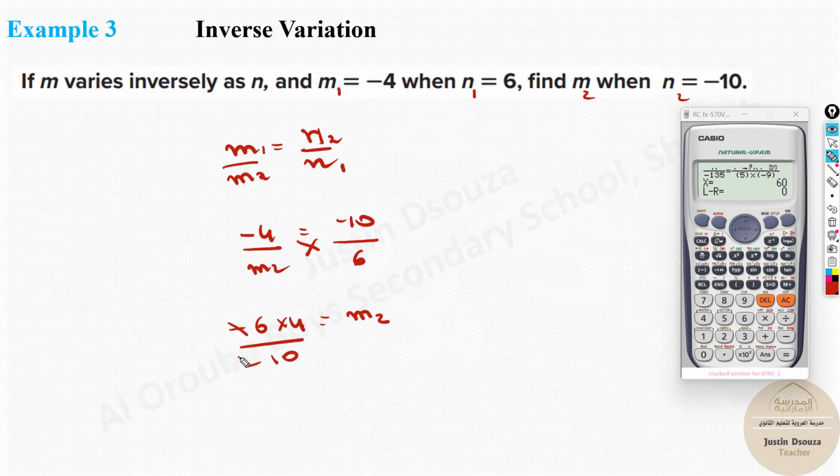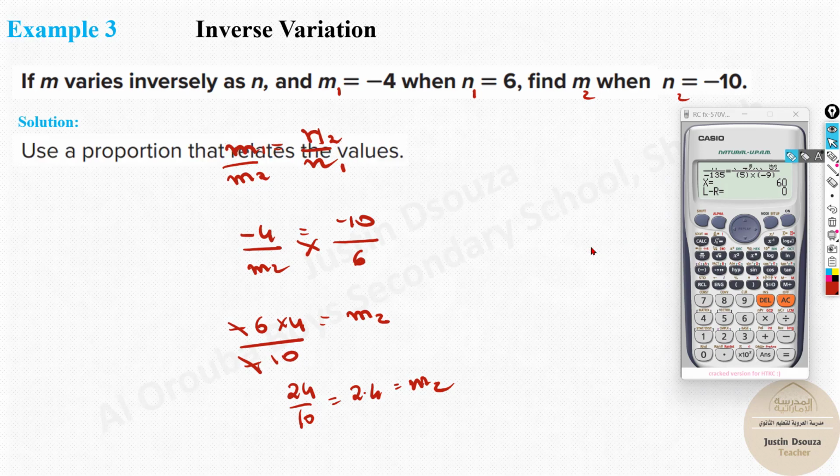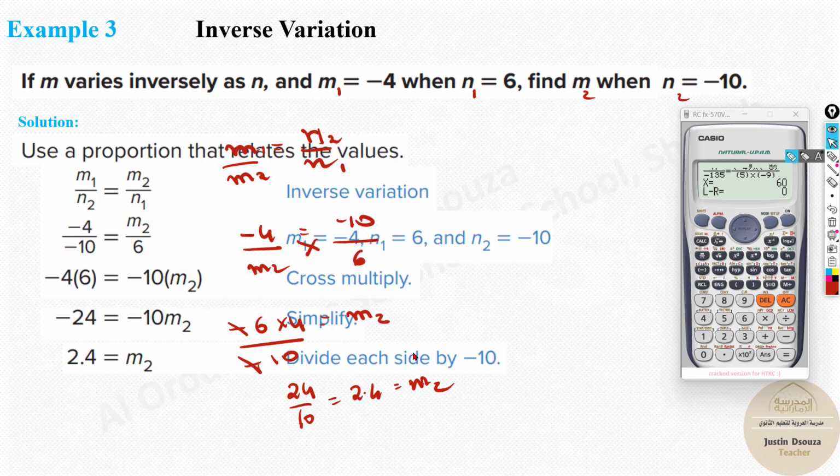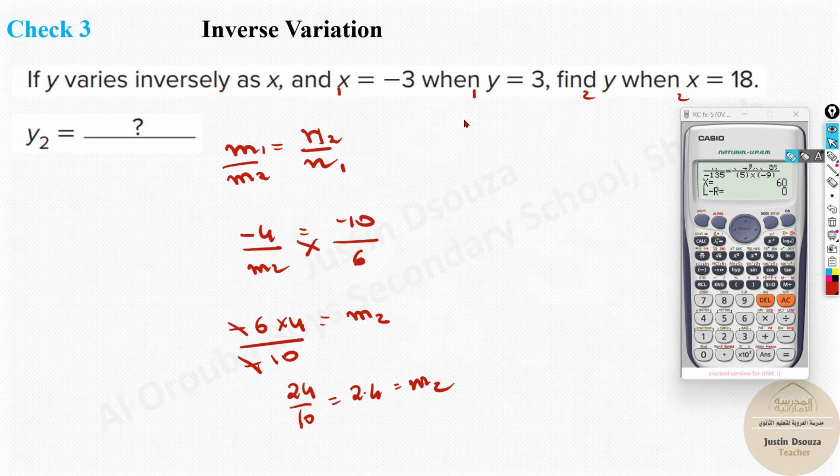So this minus cancels off. You're getting 6 times 4 is 24, divided by 10, that is 2.4 equals m2. So that would be the answer, 2.4, or you can use your calculator. So that's it. This is very easy and simple. Please do try to solve this problem by yourselves, and then we will continue. Please pause the video now and try it.